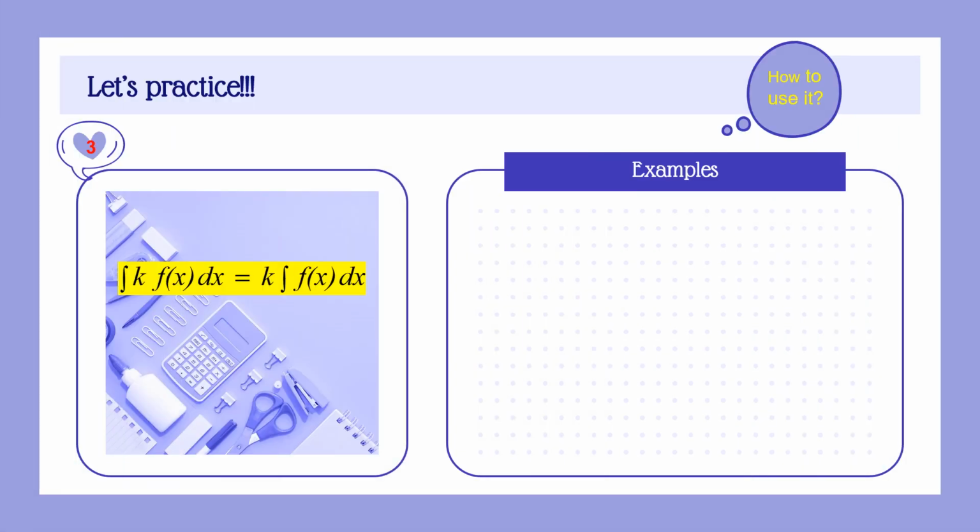Let's practice rule number 3. Integrate k f(x) dx equals k integrate f(x) dx. For example, we have integrate 2x squared dx. We can bring out 2, integrate x squared dx. And then we integrate x squared dx, we get x to the power of 3 over 3 plus c. So finally we get 2x cubed over 3 plus c.